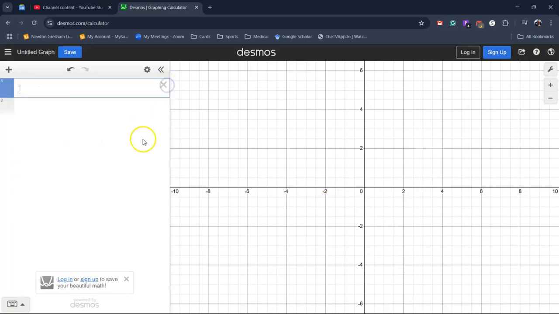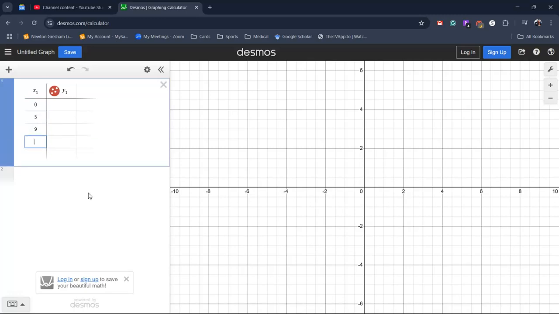Well, in this case, we don't have the function itself, we only have information. So we need to add a table. We're going to go to the plus symbol and add a table versus create a table. Desmos always starts naming it x1, y1. We're going to put the input values in our X column and our output values in the Y column.